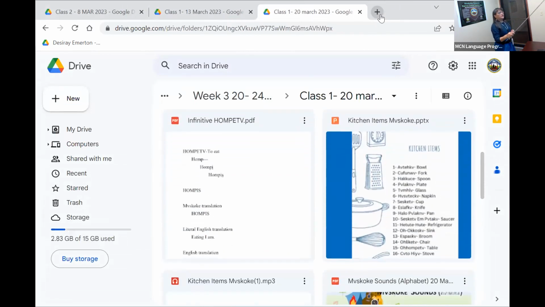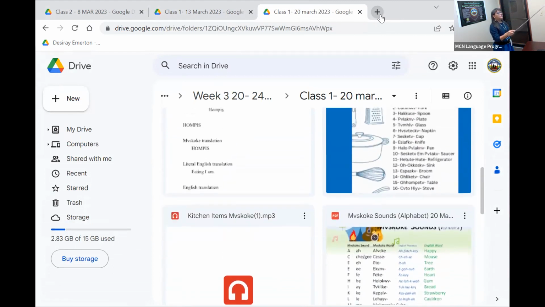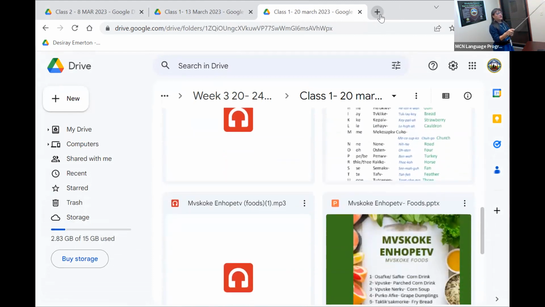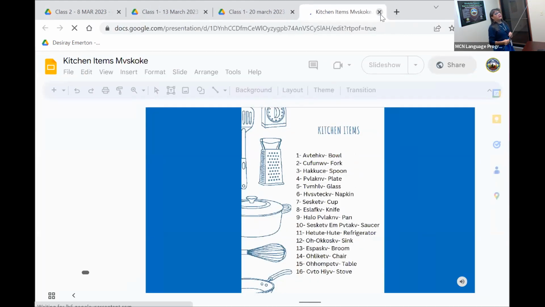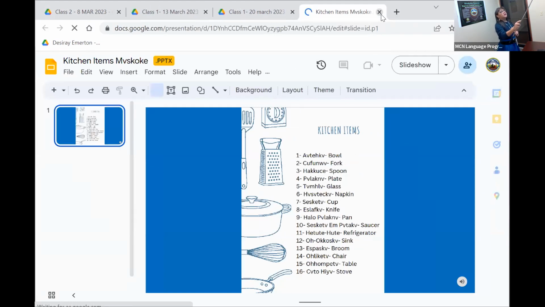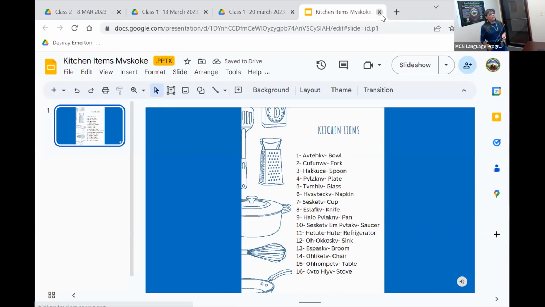And then we're looking at our kitchen items. Let me go ahead and I did work with the PowerPoints. Let me put this on and let me know if you can hear this one. Let me go ahead and start the slideshow. And if you can hear the words, repeat after the words and just get a little practice in. I just want to make sure that our sound is going.